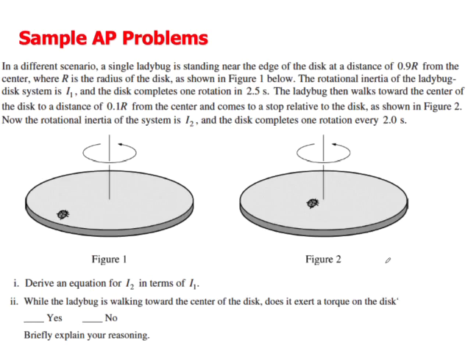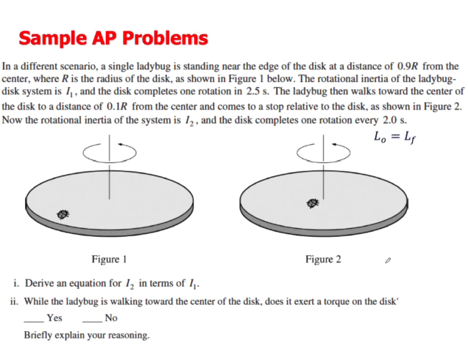This last one is more of a short answer problem. In this case, there's a ladybug that's initially on the edge, and this thing's spinning once every 2.5 seconds. Later, the ladybug walks closer to the center, and then it spins once every 2 seconds. Part 1, derive an equation for I2 in terms of I1. Again, pause the video, let you think about it for a little bit, and I'll show you the answer in 5, 4, 3, 2, 1.